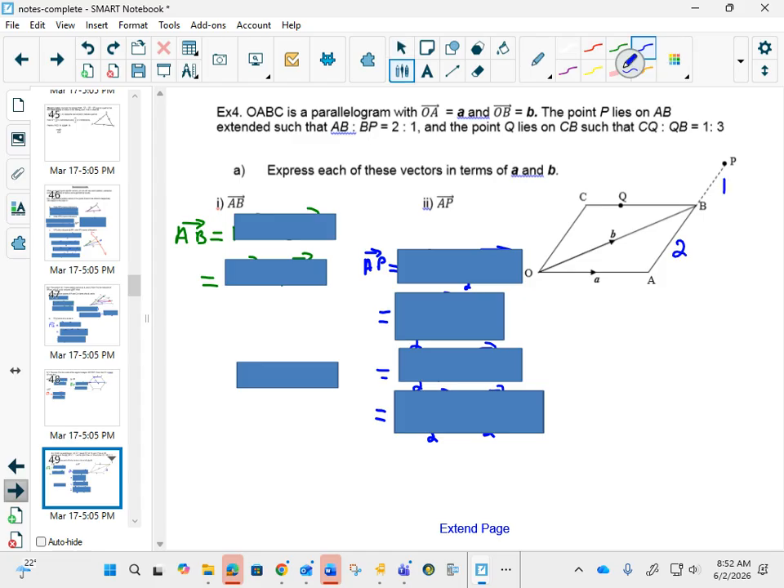If this length were 6, this length would be 3, because we need that ratio of 2 to 1. In other words, B to P is half of A to B. That's what this ratio means.